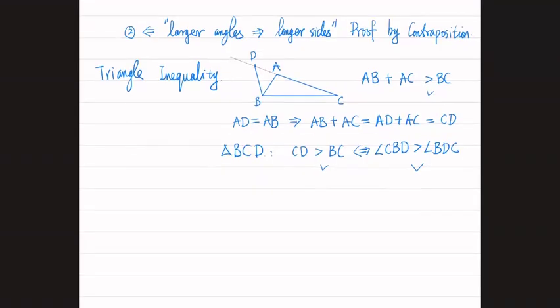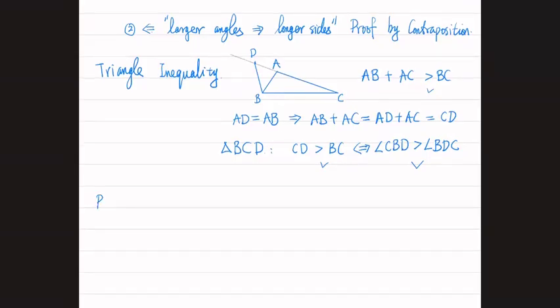Then we introduce another geometric object, parallelogram. A parallelogram consists of two pairs of parallel sides.